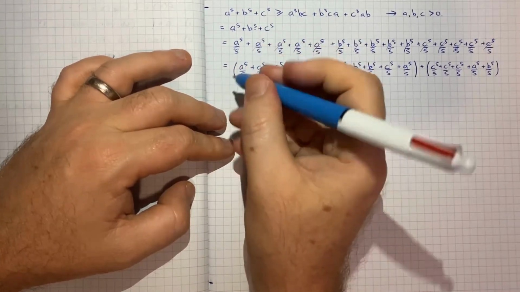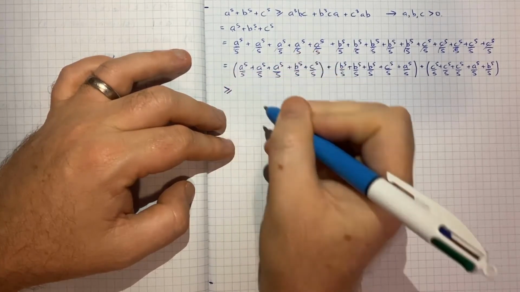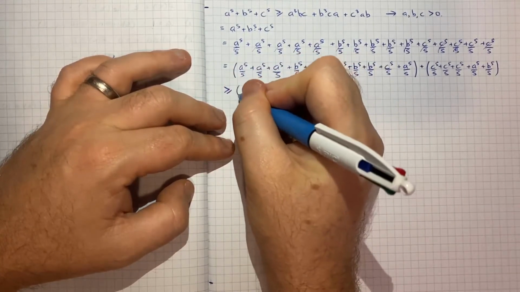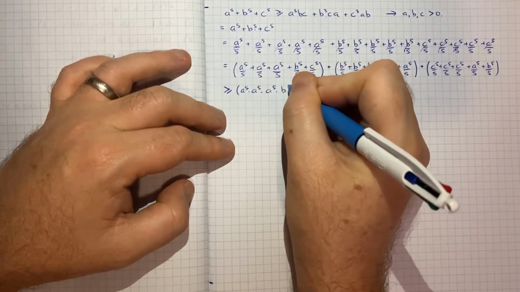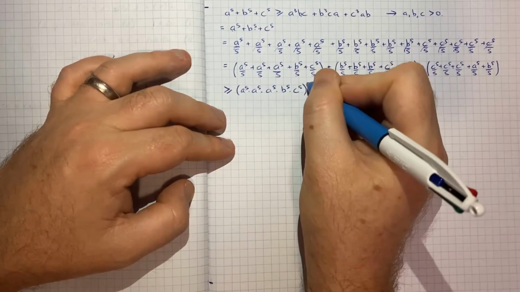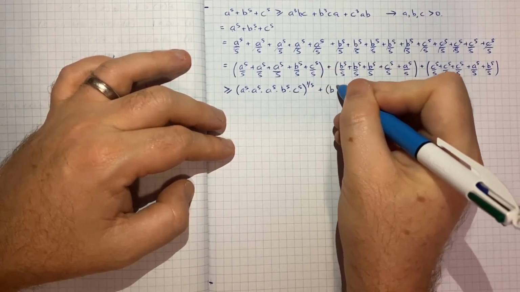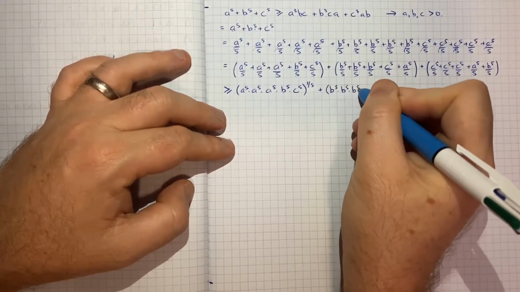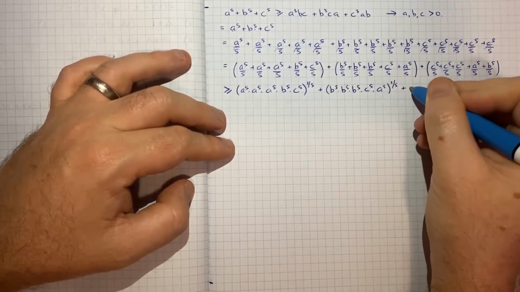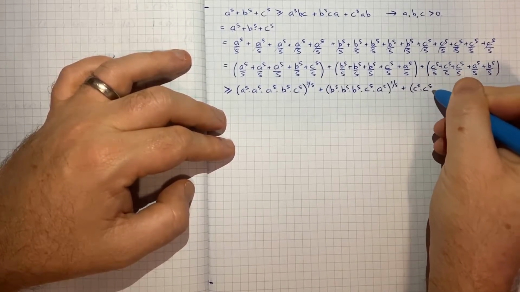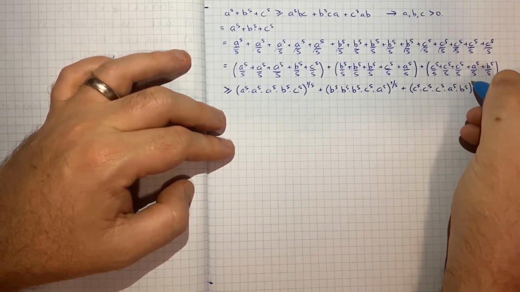So what I can now say is that each of these are greater than or equal to a to the 5 times a to the 5 times a to the 5 times b to the 5 times c to the 5, all to the power of 1 on 5, plus b to the 5 times b to the 5 times b to the 5 times c to the 5 times a to the 5, all to the 1 on 5, plus c to the 5 times c to the 5 times c to the 5 times a to the 5 times b to the 5, all to the 1 on 5.